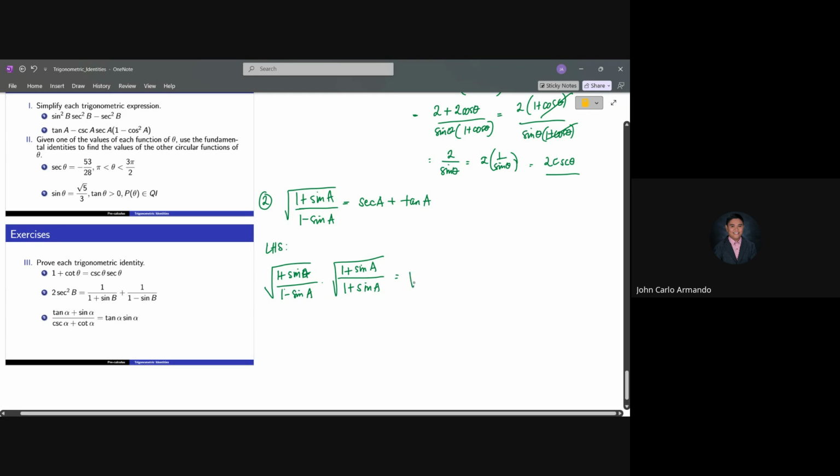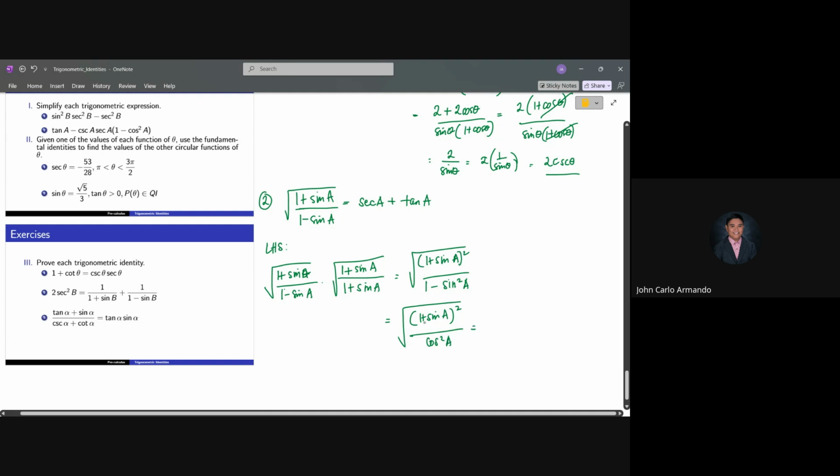So it becomes the square root of, what is 1 plus sine A times 1 plus sine A? That is simply the quantity 1 plus sine A, squared. And what is 1 minus sine A times 1 plus sine A? That is 1 times 1, 1. Negative sign times positive sign, negative sine squared A. And now we have 1 plus sine A squared. And what is the equivalent of 1 minus sine squared A? That is cosine squared A by the Pythagorean identity.